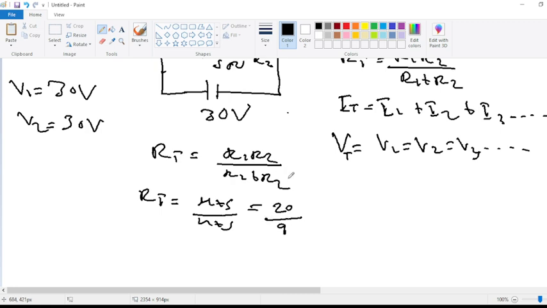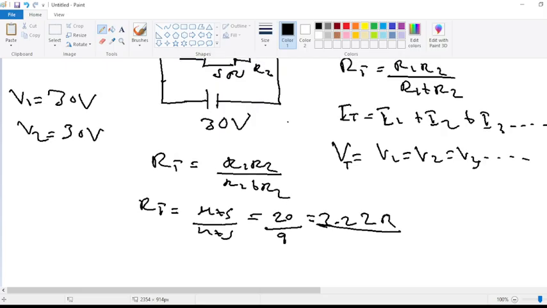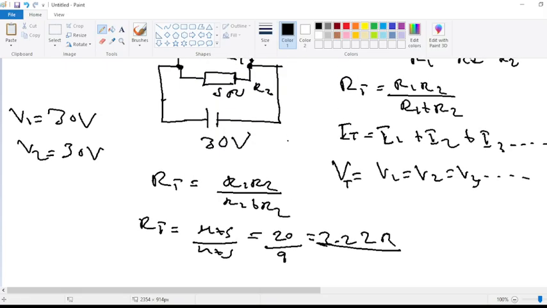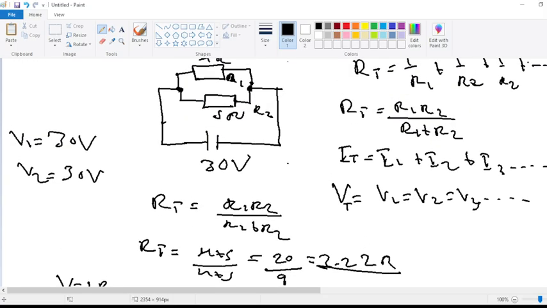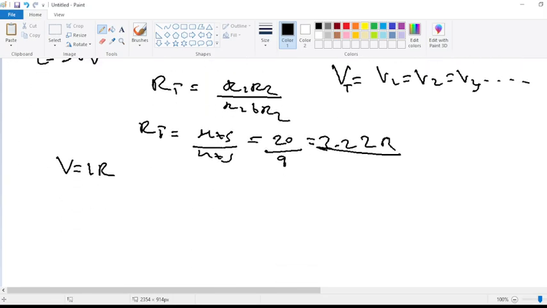Now what is 20 divided by 9? You're going to have 2.22 ohms. So you're going to have something like this, 2.22 ohms. Now that we have the total resistance, how do you calculate the current? V equals IR. Don't forget about Ohm's law. Ohm's law is the one that guides us on how to calculate. Whether the circuit is in parallel or in series, you just use Ohm's law.